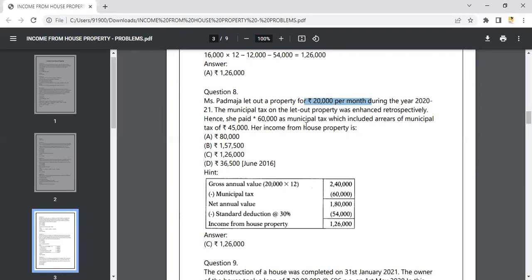So GAV, 20,000 per month they are telling. So 20,000 into 12, 2,40,000. Municipal tax, whatever she is paying, that you have to take, 60,000, so that you will get NAV, net annual value, 1,80,000. On NAV, if we do 30%, we will get 54,000. That means 1,80,000 into 30% will get 54,000. So if I minus these two, I'll get the income from house property.